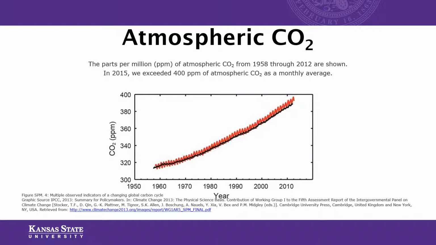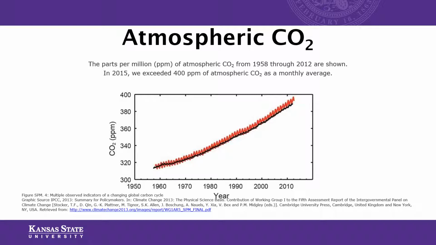Some other trends that we're seeing. So the first major trend we've seen is increases in average global temperatures. Another trend that we're seeing is an increase in atmospheric carbon dioxide. Atmospheric carbon dioxide is obviously the carbon dioxide gas that is in our atmosphere. You can see that since 1950, we have seen a steady increase.